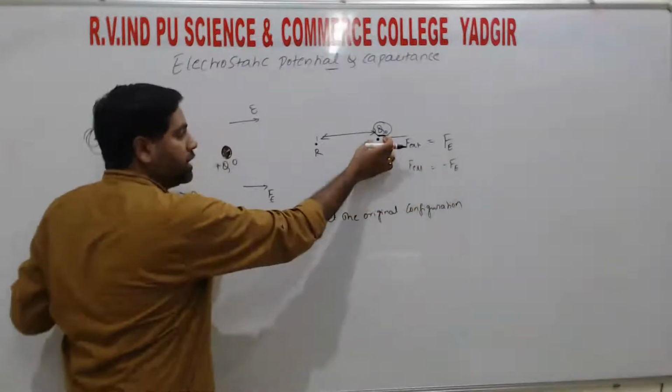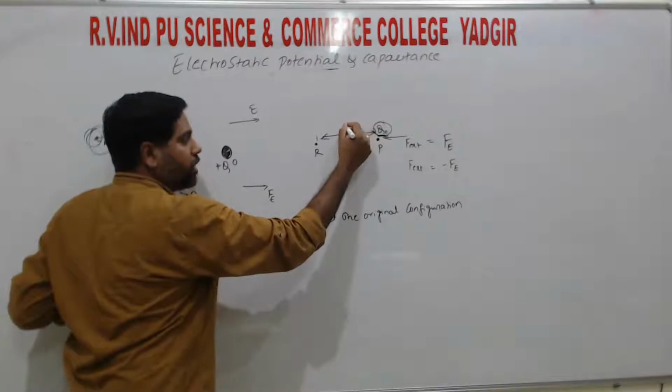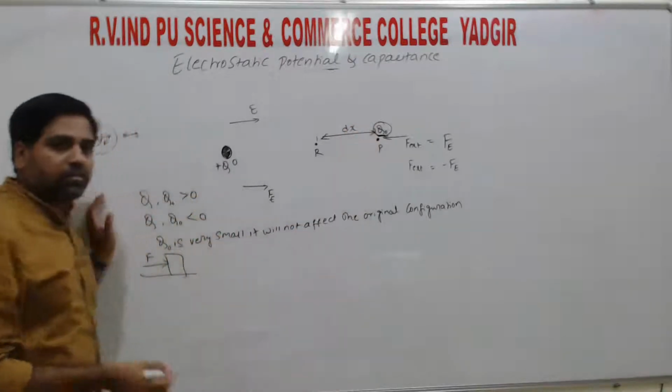So now what happens? This charge will displace from P to R. So that distance we are going to take as some dx, right?